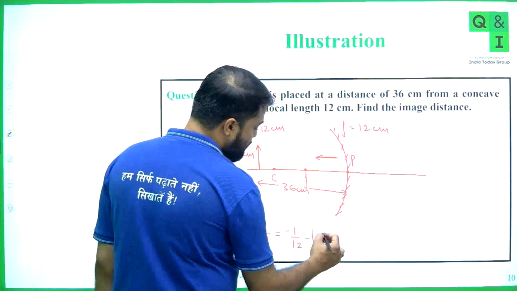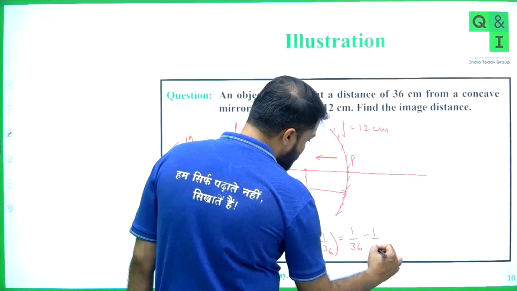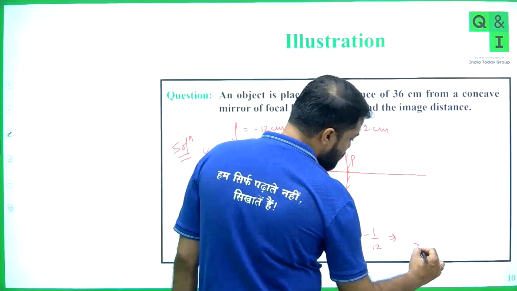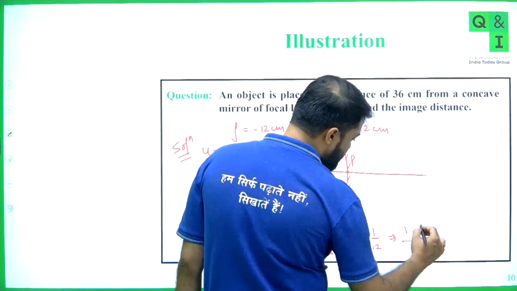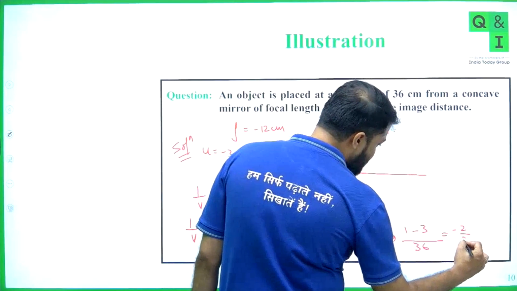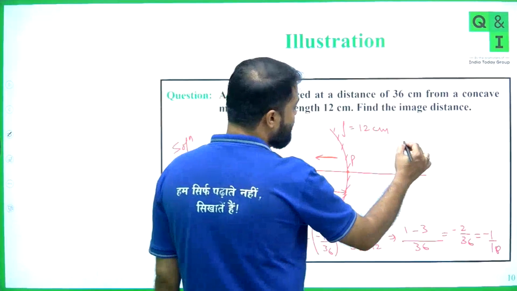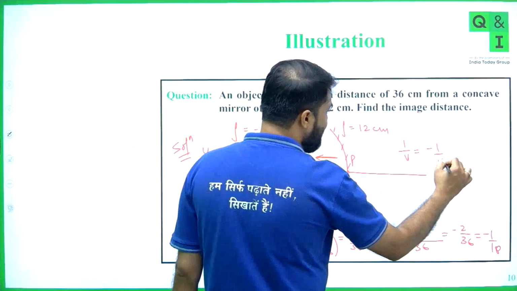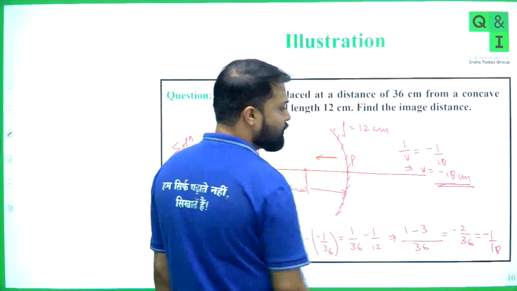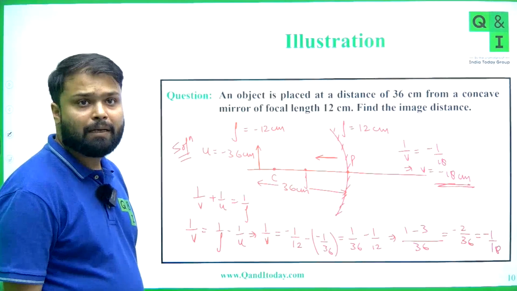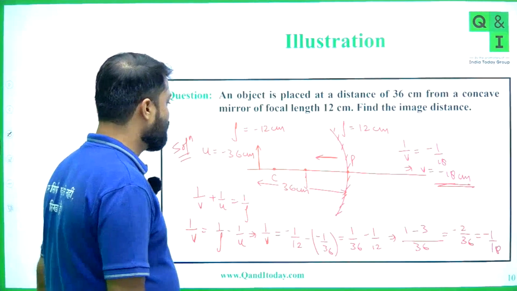1 by U is minus 1 by 36. So this is equal to 1 by 36 minus 1 by 12. Now if we take the LCM, 36, 1 minus 12 into 3, this is equal to minus 2 by 36, which is equal to minus 1 by 18. So can we say that 1 by V is equal to minus 1 by 18? That means V is equal to minus 18 centimeter. Yes or no? Yes, sir. V is minus 18 centimeter. That means the image is formed in front of the mirror.